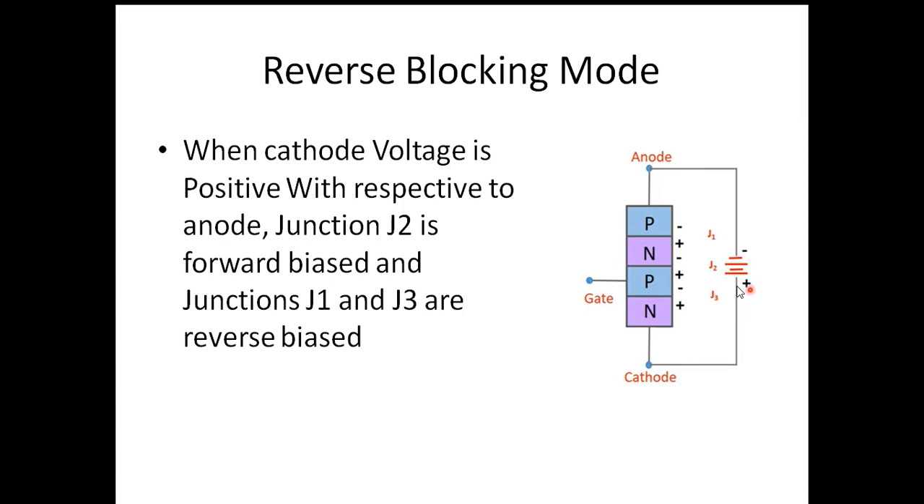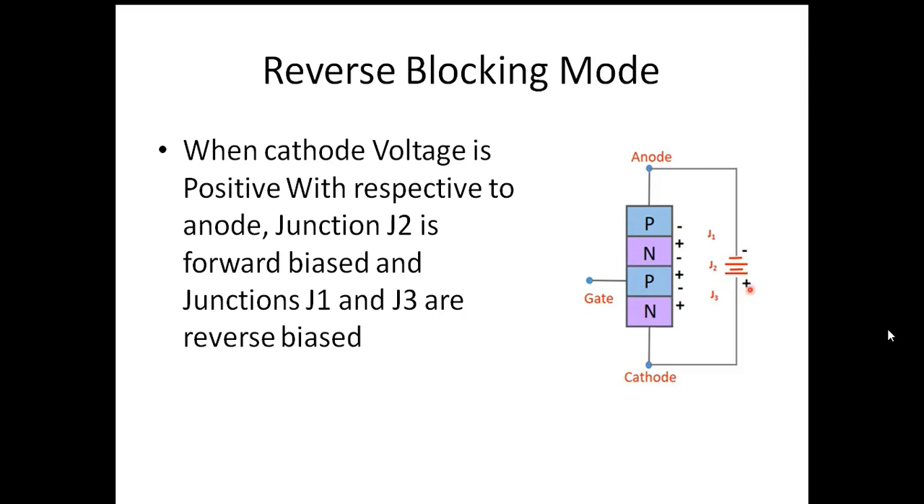Initially a reverse voltage is applied across the device and there is a minimum current flow through it, as junctions J1 and J3 will be reverse biased and junction J2, the only one, will be in forward bias. As junctions J1 and J3 are in reverse bias, no conduction takes place through the device. A very small amount of current flows through the device, called reverse leakage current, in this reverse blocking mode.